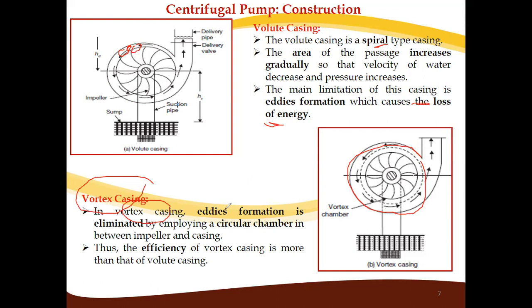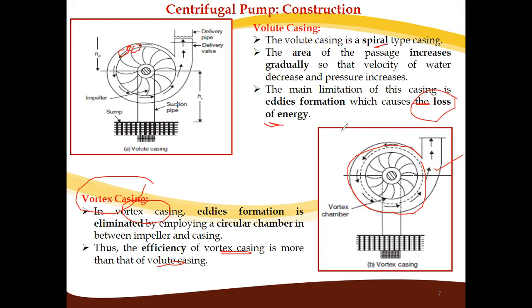So the efficiency of this vortex casing is more than that of the volute casing. Why? Because loss of energy due to heat dissipation is not there. So this is the second type of casing, called the vortex casing. Okay, so this is the diagram for the vortex casing.